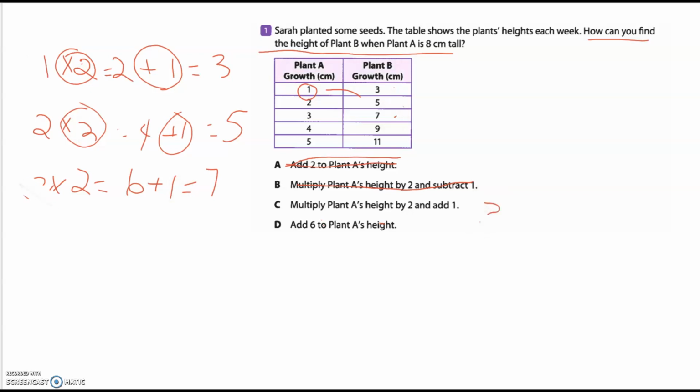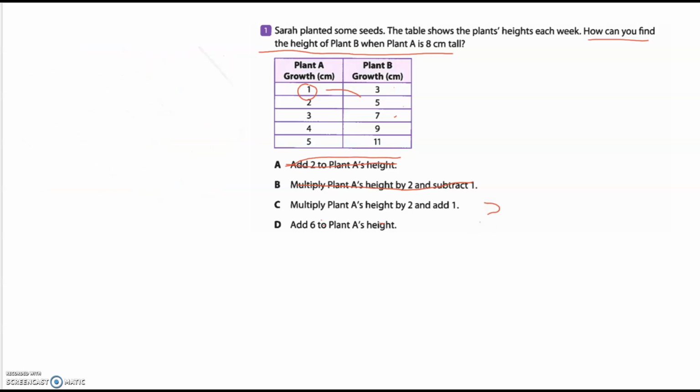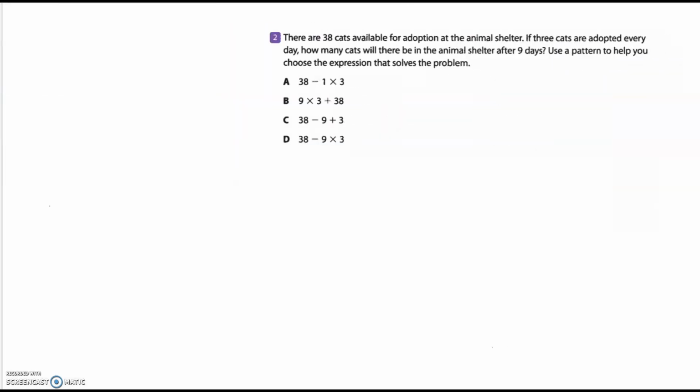But as you know, good mathematicians always check the last one. So my last one says add 6 to plant A. Plant A is 1, so I'm going to add 6. 1 plus 6 is equal to 7. That does not equal 3. So I know that the answer is not D, which means this is my answer. Moving on to number 2.